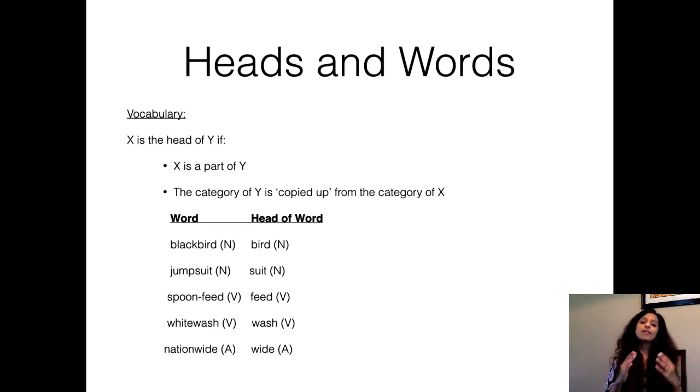And so if you have X and Y, X is the head of Y if X is a part of Y, right? A bird belongs to blackbird, and the category of Y is copied up from the category of X, right?